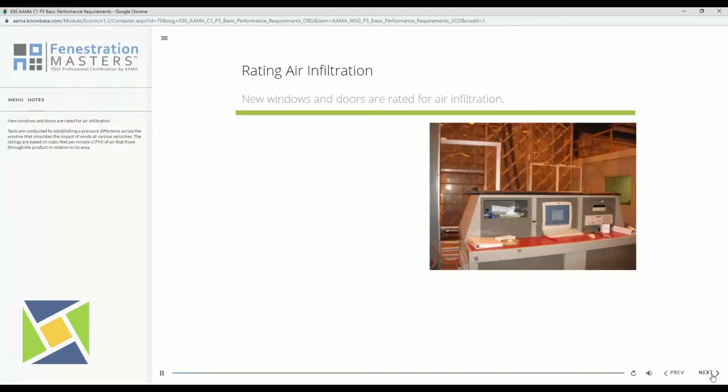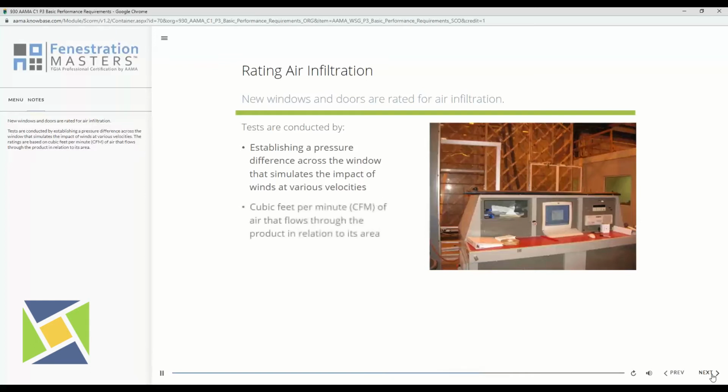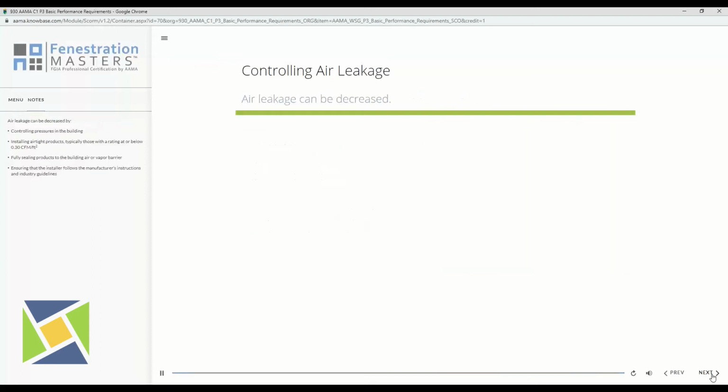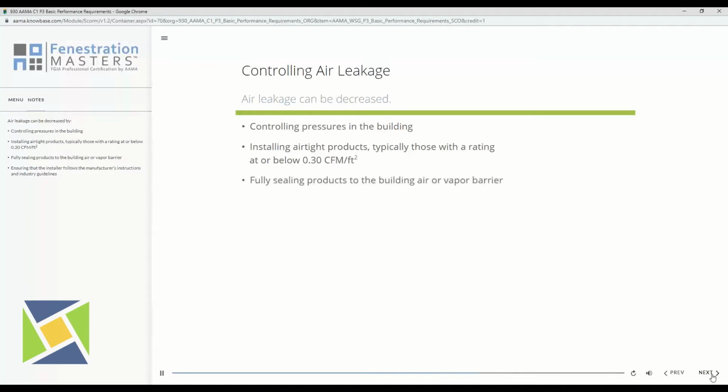New windows and doors are rated for air infiltration. Tests are conducted by establishing a pressure difference across the window that simulates the impact of winds at various velocities. The ratings are based on cubic feet per minute, or CFM, of air that flows through the product in relation to its area. Air leakage can be decreased by controlling pressures in the building, installing airtight products, typically those with a rating at or below 0.30 cubic feet per minute, fully sealing products to the building air or vapor barrier, and ensuring that the installer follows the manufacturer's instructions and industry guidelines.